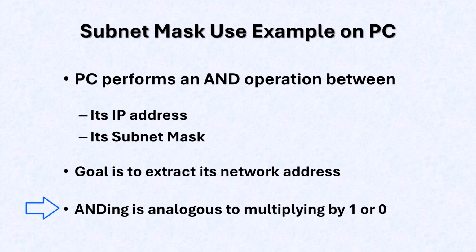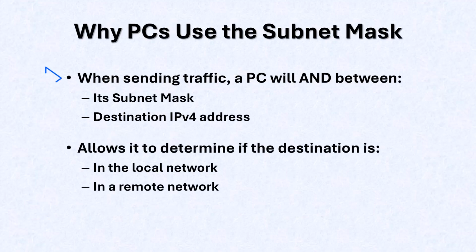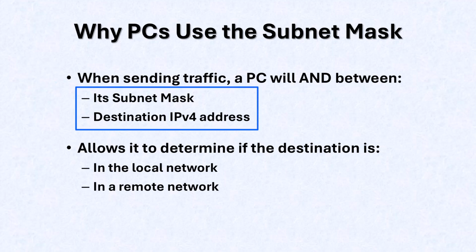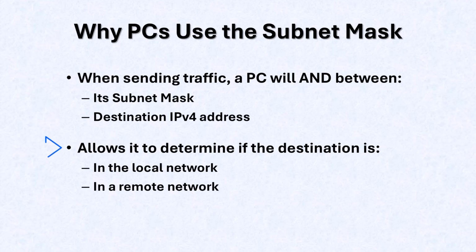The ANDing operation is analogous to multiplying by 1 or 0. When a PC sends traffic, it'll perform this operation between its subnet mask and the destination address. This allows it to determine if the destination address corresponds to a device in the local network or to a device in a remote network.